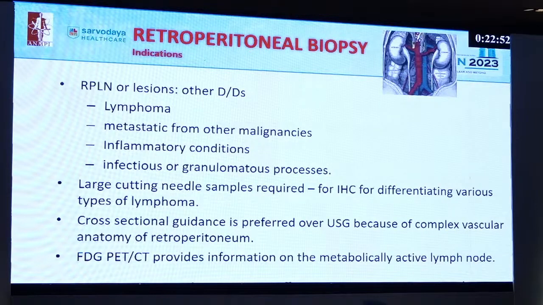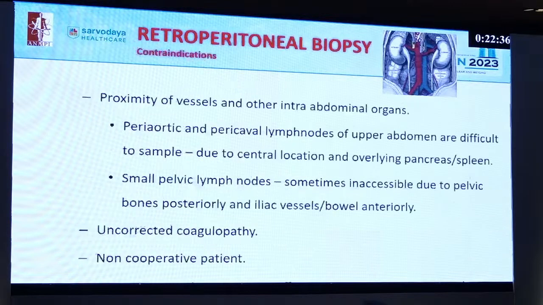So a large cutting needle should be used for retroperitoneal biopsy, because ISC is always needed for these kinds of regions, and cross-sectional guidance is of utmost importance for the retroperitoneum. Then ultrasonography and FDG PET provide information on the metabolic character of the lesion.